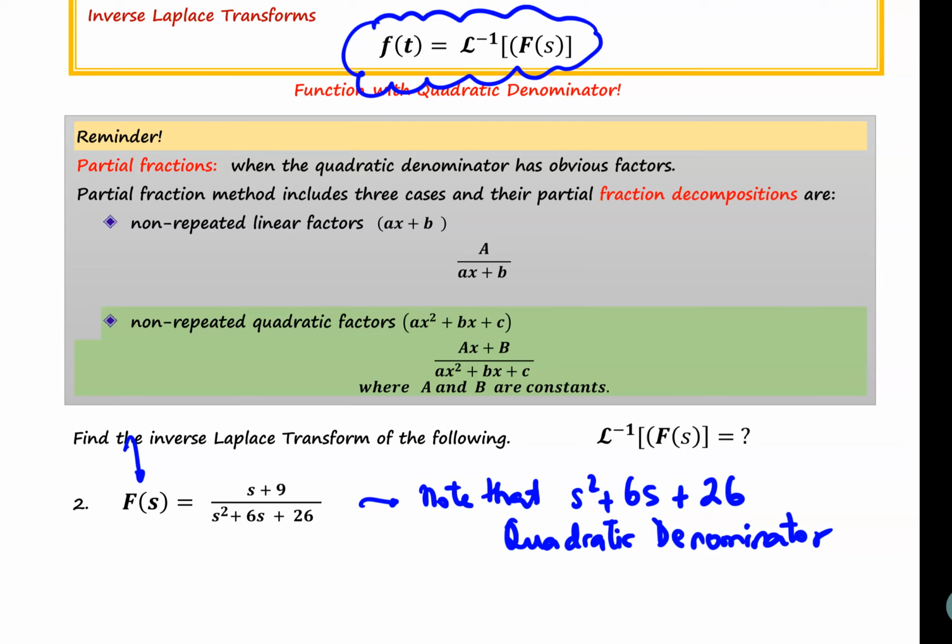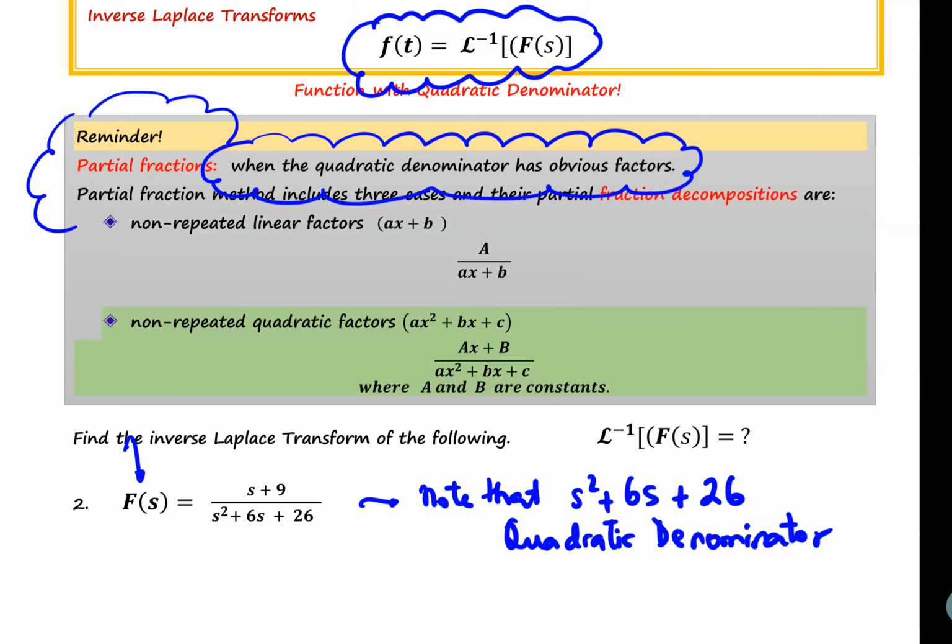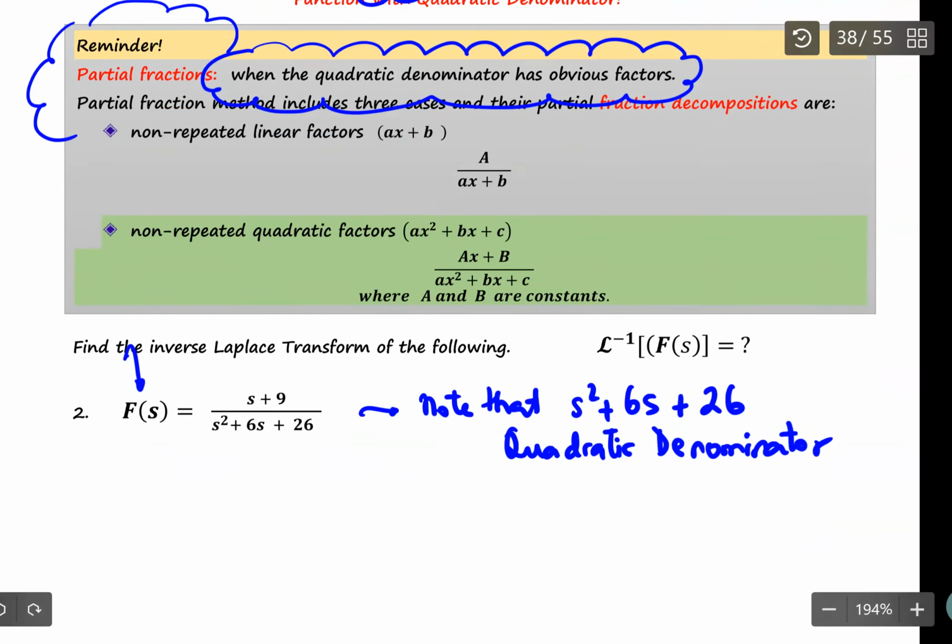As a reminder to everyone, I would like to draw your attention to the concept of partial fractions. So what is the partial fraction method? The partial fraction method applies when the quadratic denominator has obvious factors. So how do we know s squared plus 6s plus 26 has obvious factors?